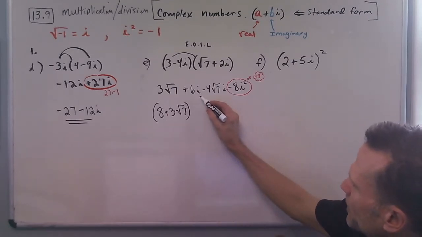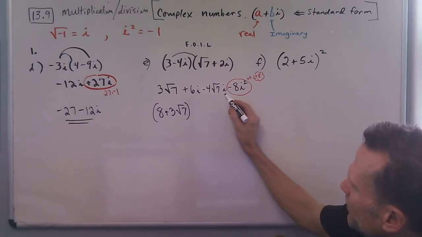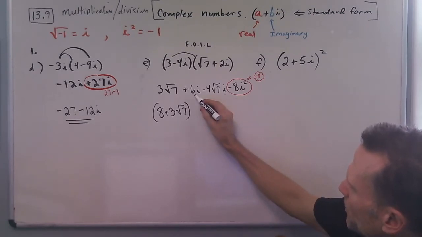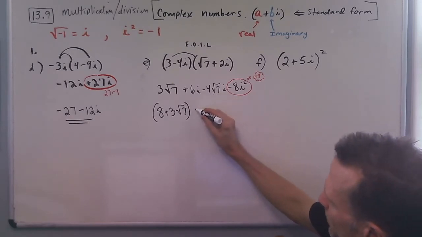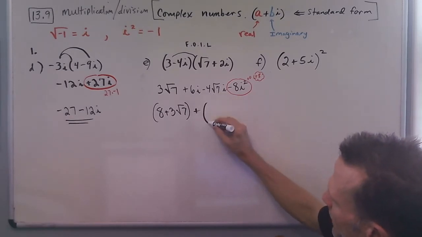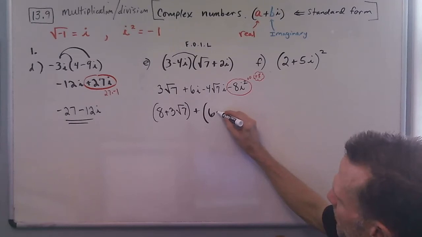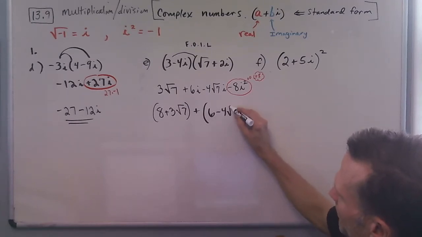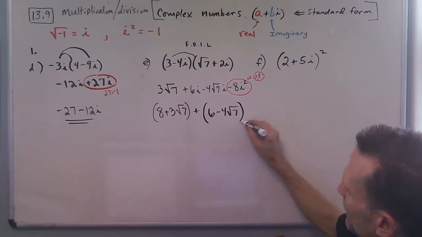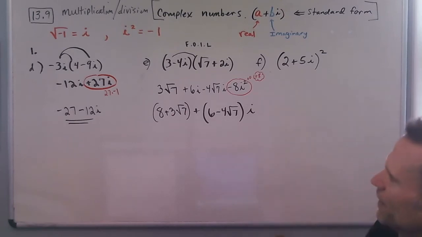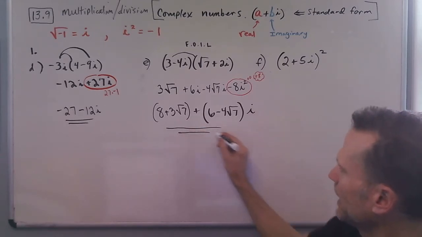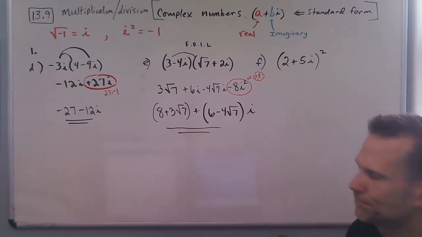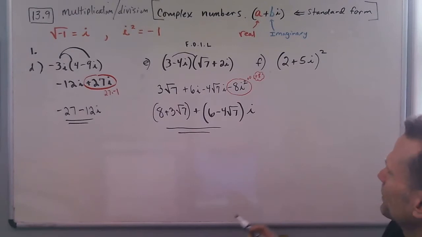And then the imaginary part, again, we have the i's here. We wish that we could add these coefficients together, but we can't. So I'm just going to write plus 6 minus 4 radical 7, and then tag my i on at the end there. So again, we can't put those together because they're not like radicals. So it's a complicated looking answer because we can't put these radicals together here.